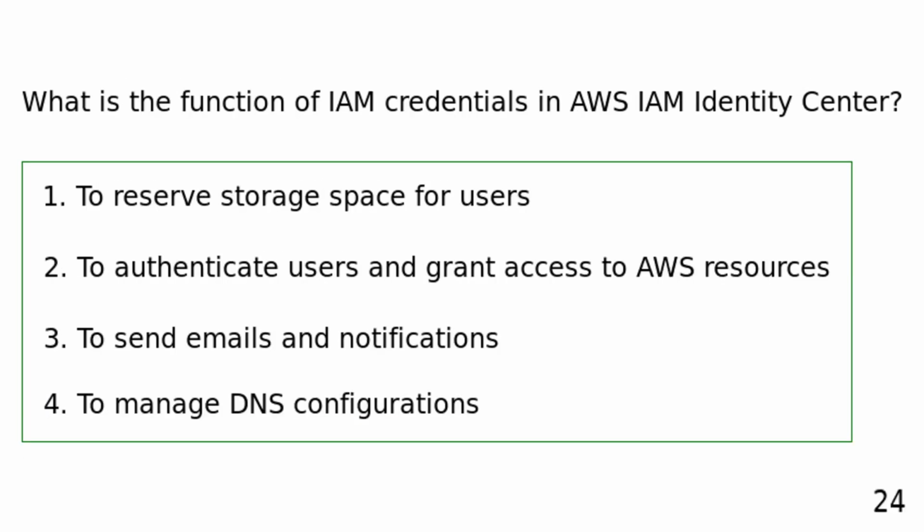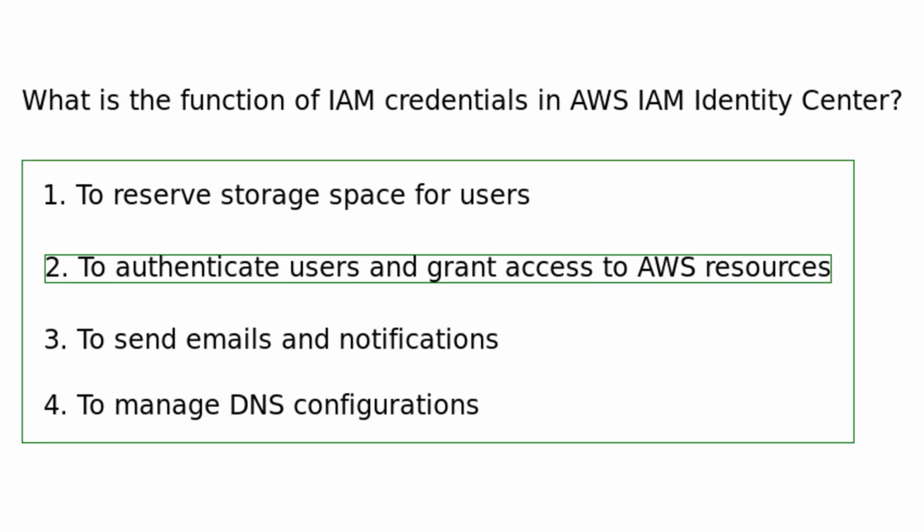What is the function of IAM credentials in AWS IAM Identity Center? To reserve storage space for users. To authenticate users and grant access to AWS resources. To send emails and notifications. To manage DNS configurations. IAM credentials in AWS IAM Identity Center are used to authenticate users and grant them access to AWS resources securely, based on their permissions defined in IAM policies.